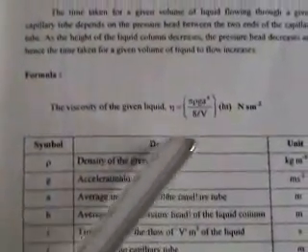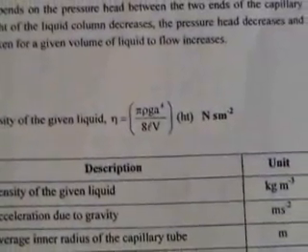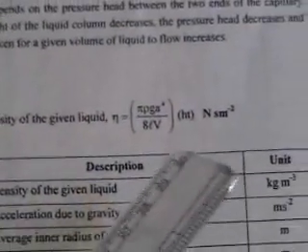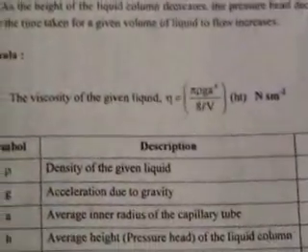The viscosity of the given liquid is given as eta equal to pi rho g a power 4 by 8 l v into h into t, Newton second meter power minus 2. See that there is an a power 4 in the numerator. So this has to be very accurate, but this value will be given to you in the laboratory. You can ask the lab assistant for the value of the radius of the capillary tube. We'll now see the explanation of the symbols.